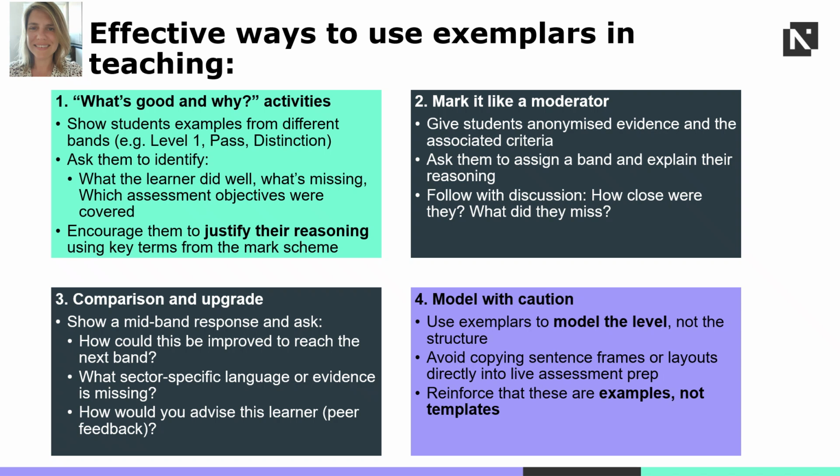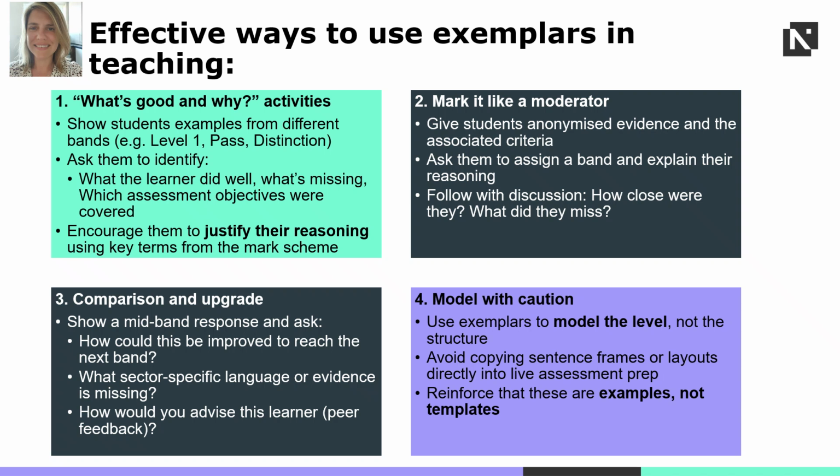2. Mark it like a moderator. Here you give students anonymised responses and the associated criteria. Their job is to assign a band and explain why, just like a moderator would. Follow this with group discussion. How close were they to the actual mark? What did they miss? This helps build their accuracy and reflection skills.